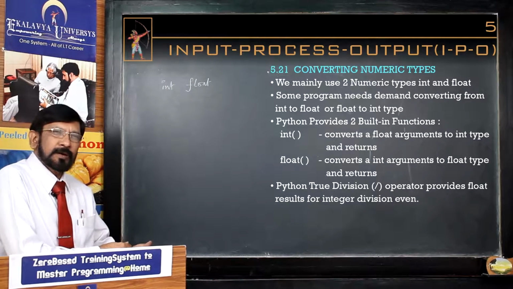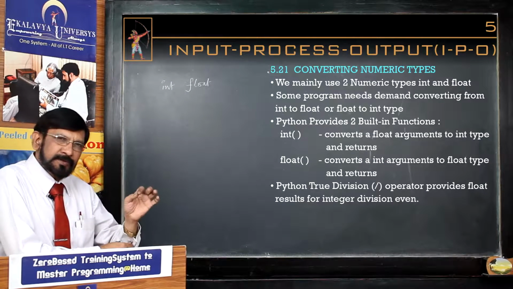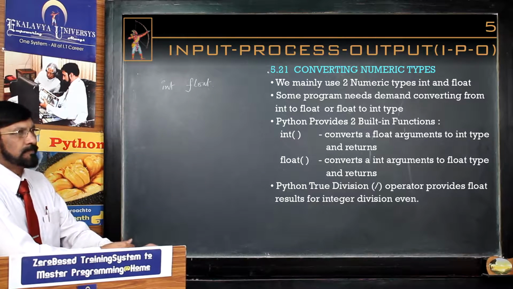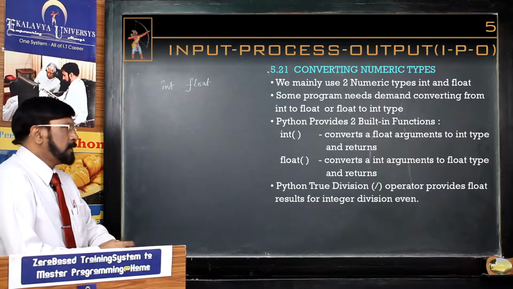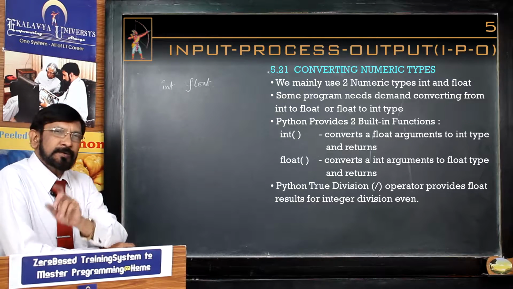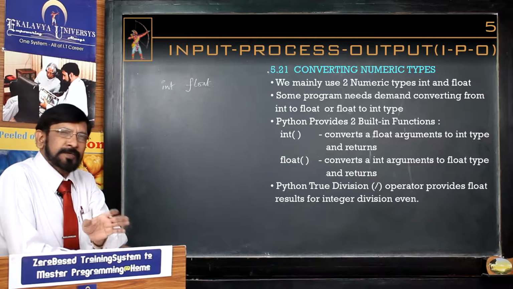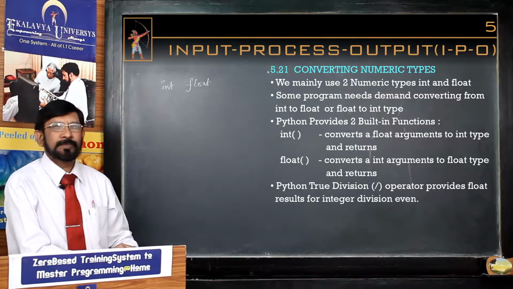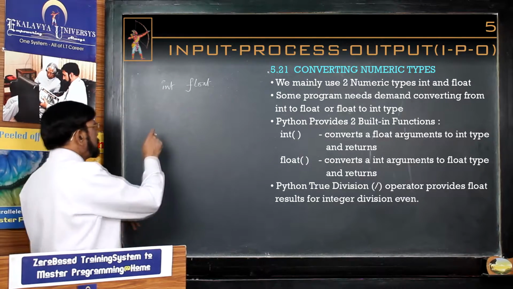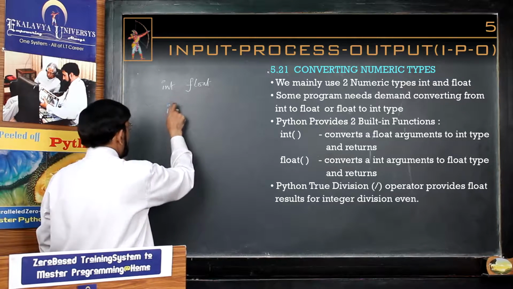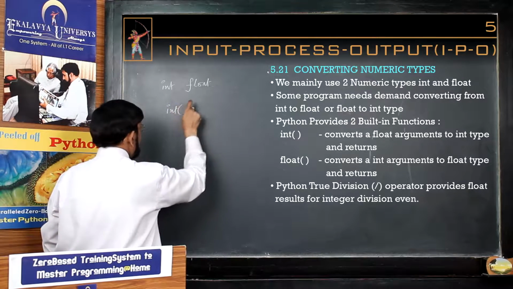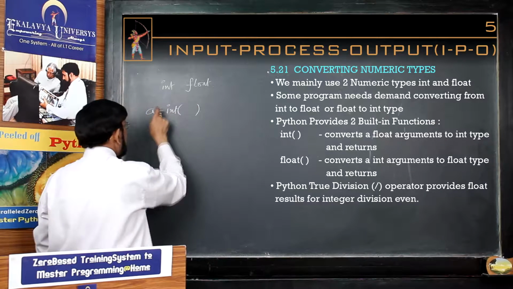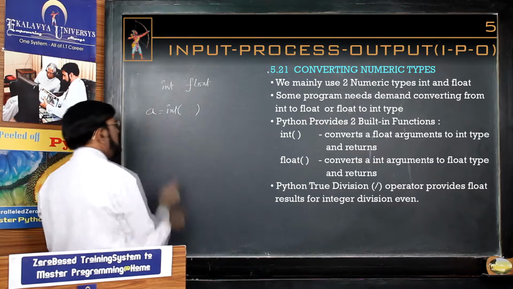Floating point represents a real value, a true value. Okay, that we know. So, in order to convert from one type to the other type, suppose you have got a float value. If you want to convert it into an int value, a built-in function is provided, and it returns a value.